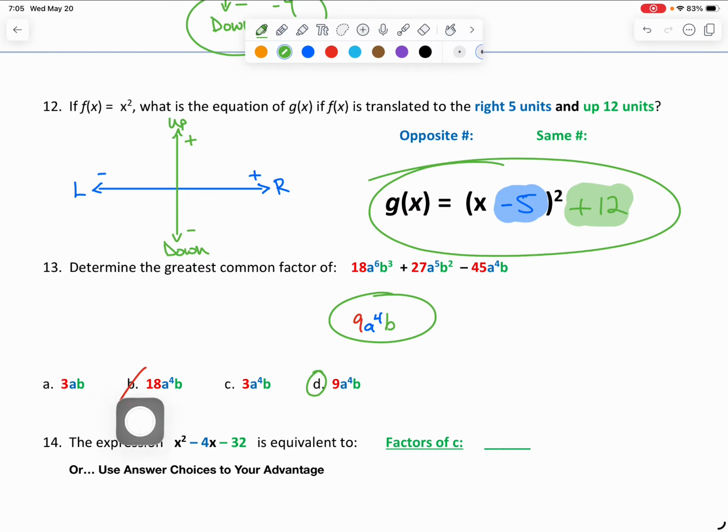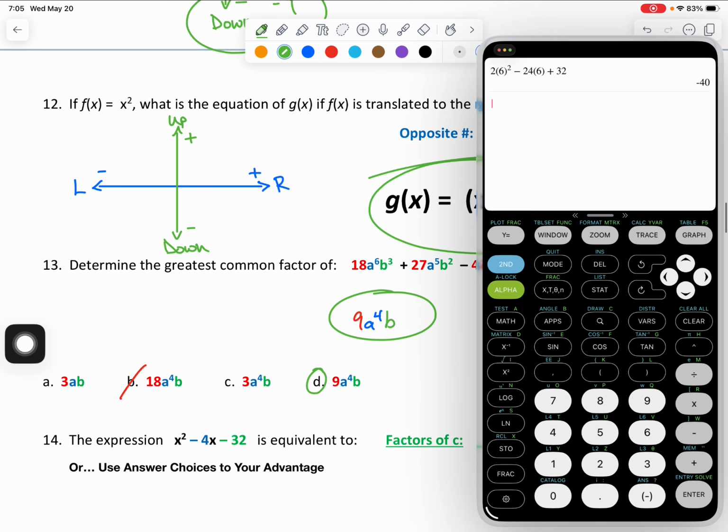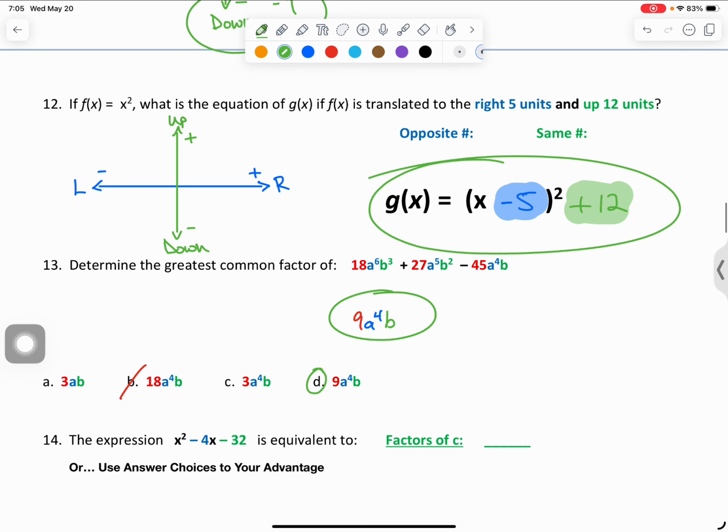So start with the largest number, divide it down. 27 divided by 18, just to show you, gives us 1.5. So it's not going to work with the decimal.